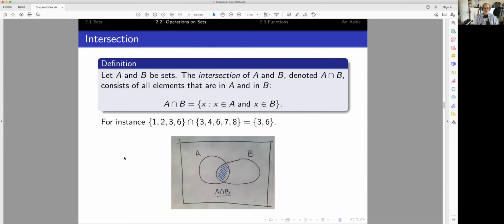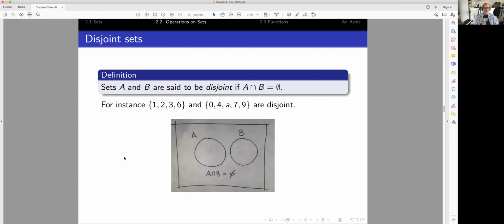Okay, a little extra definition. This is just terminology. It's a useful name. Sets are said to be disjoint if they have no elements in common, so if their intersection is empty. And I give you a little example here in a little picture to illustrate this. It's just a name we give to sets which have no elements in common.